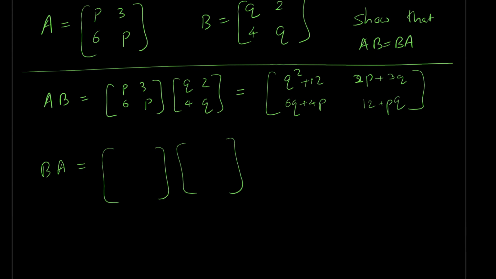But in this question, they are actually asking us to show this one particular example that it is commutative. Let's see. P 3 6 B. So first row's first column, P and Q, PQ plus 12. And first row, second column, so 3Q plus 2P.